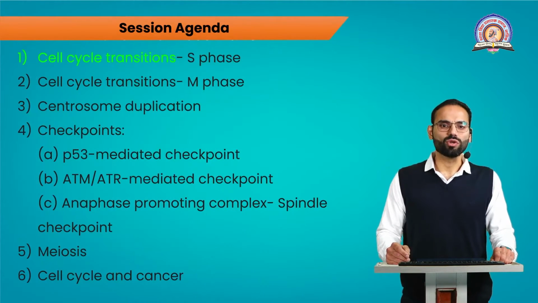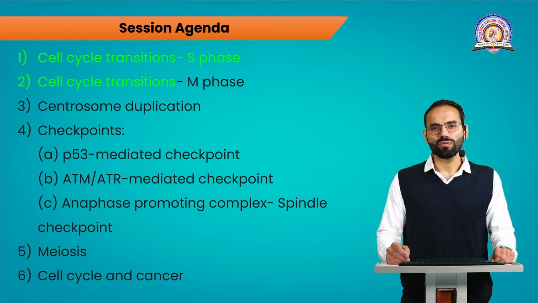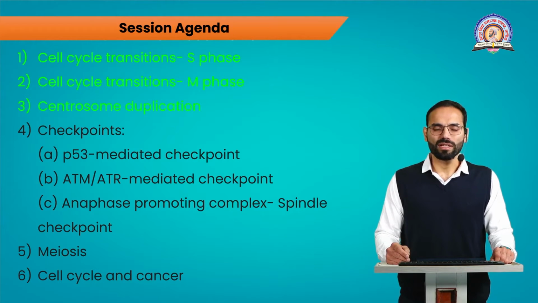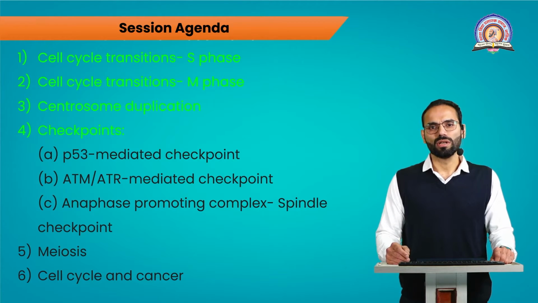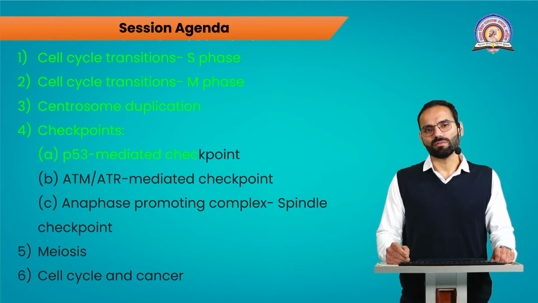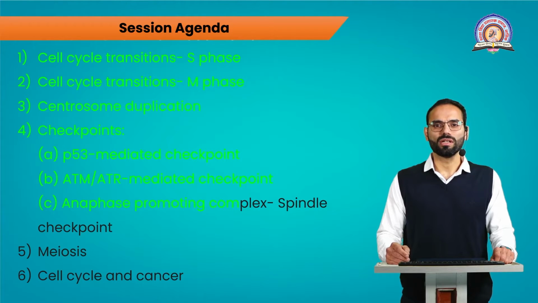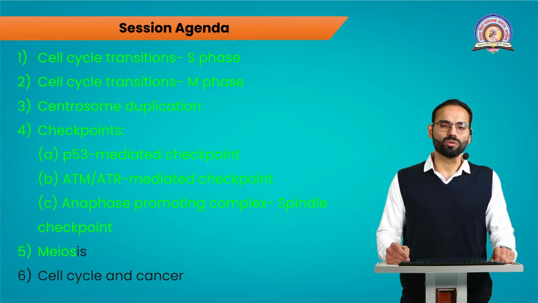So for the next few minutes, I have divided my presentation into the following points. First, we will start with the cell cycle transition, which specifically happens during S phase of the cell cycle. Then we'll also learn about the transition which takes place during mitosis, and followed by that, we will look into the details of centrosome duplication. These centrosomes are important organelles which radiate microtubules, and we will see how they exactly duplicate.